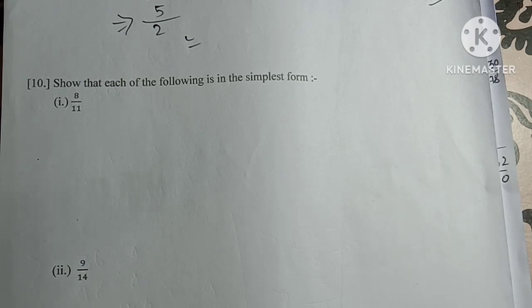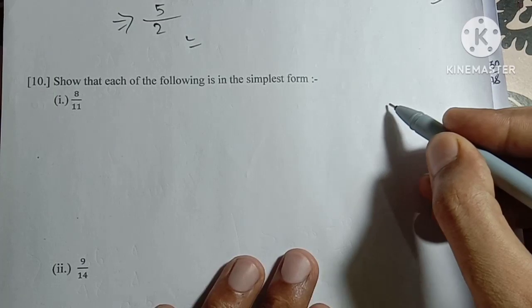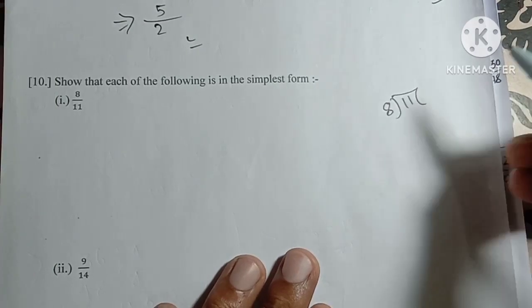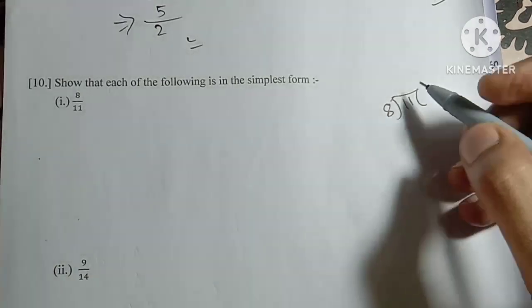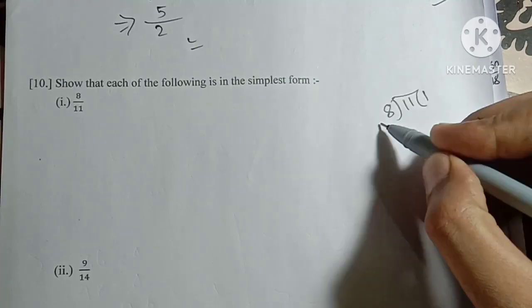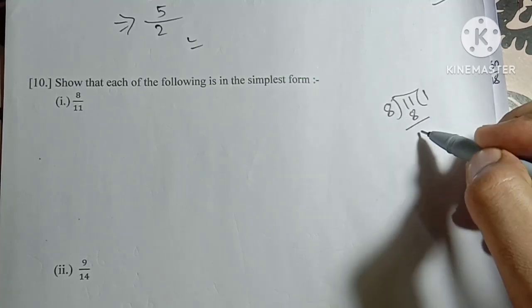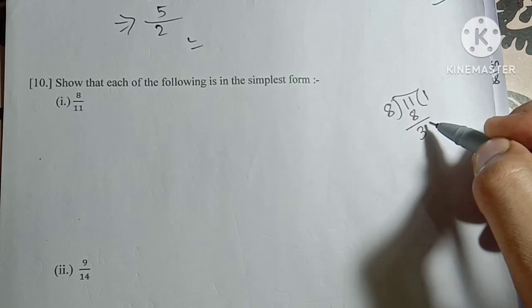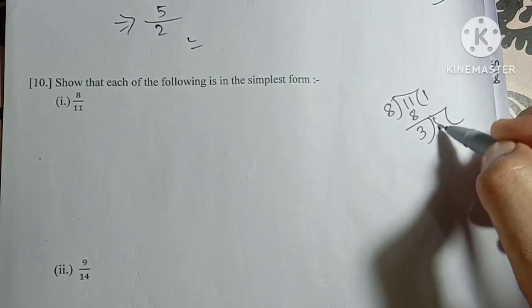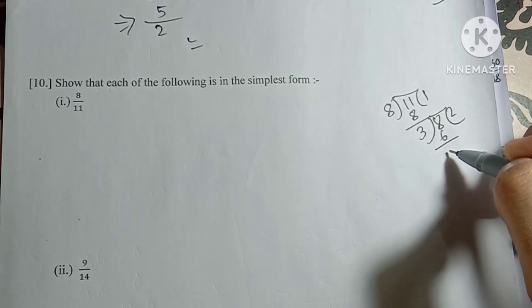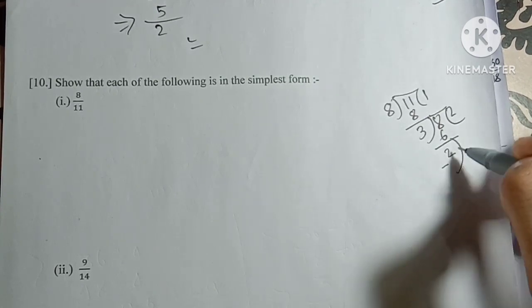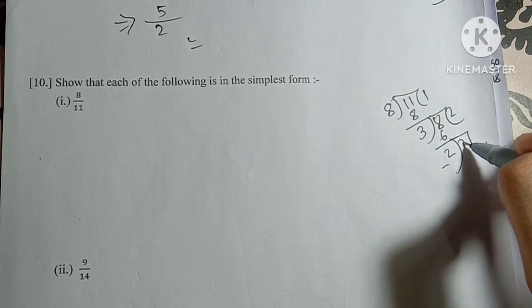So we will find out the HCF of 8 and 11, and if its HCF comes out to be 1, we will say that the given fraction is in the simplest form. So let's find out the HCF. 8 ones are 8, we will remain with 3. Now this becomes the divisor and that becomes the dividend. Now 3 twos are 6. Now here we will get 2 as remainder. Now this becomes the divisor and 3 becomes the dividend.